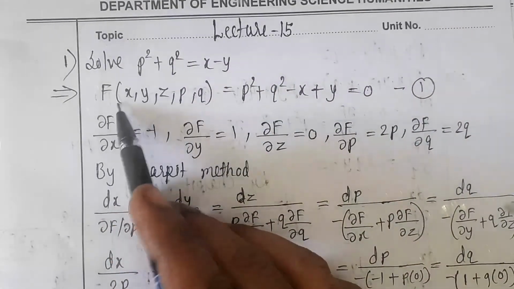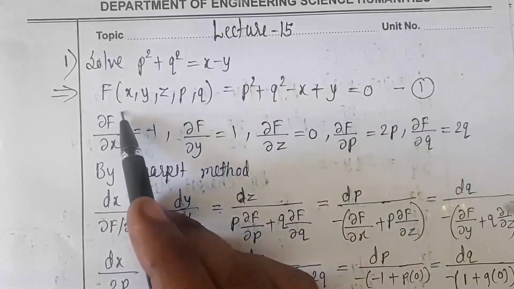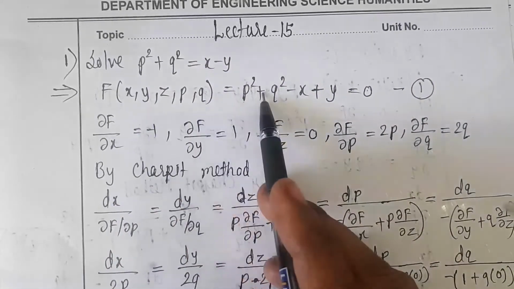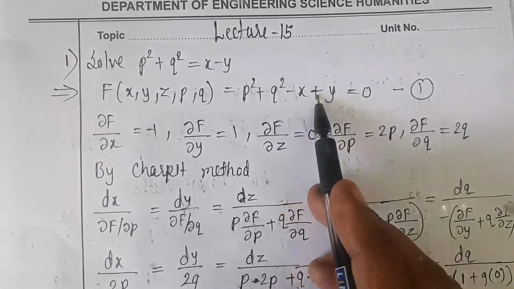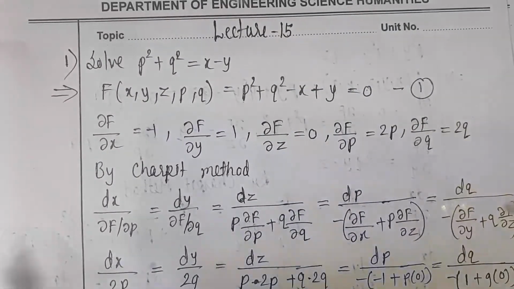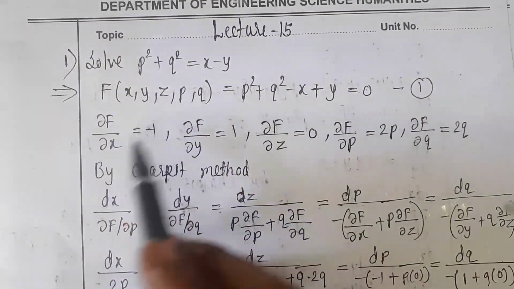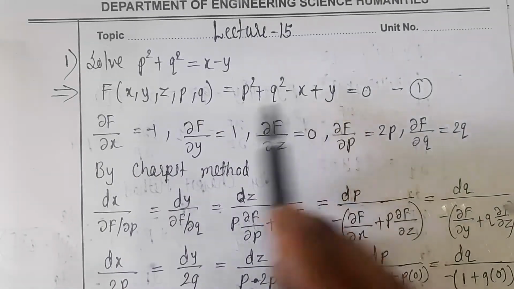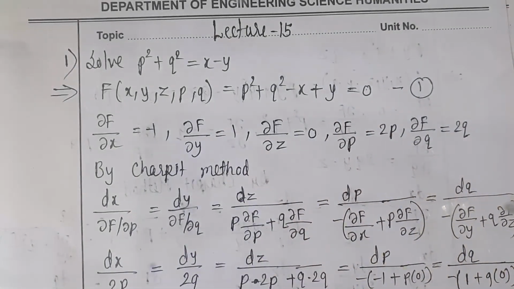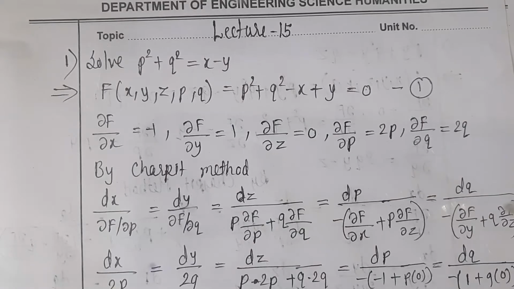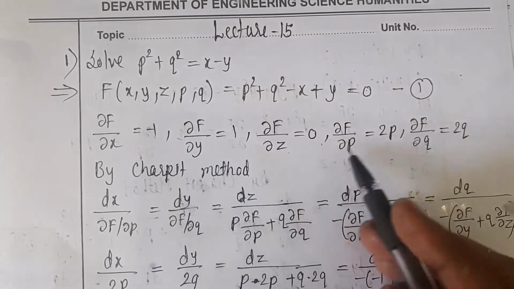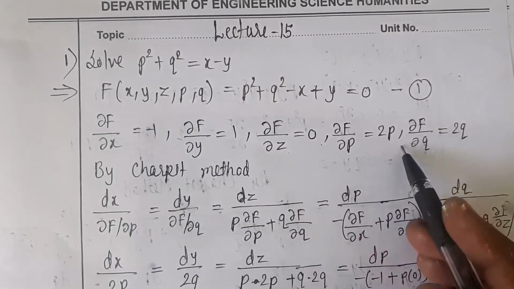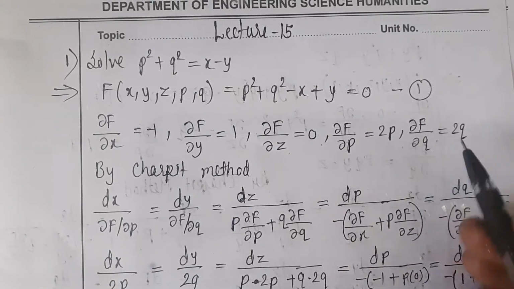Now we denote this given equation as f. So f of x, y, z, p, q is equal to p square plus q square minus x plus y is equal to 0. Now find out derivative of f with respect to x, it is minus 1. Derivative of f with respect to y, it is 1. Derivative of f with respect to z, 0. Derivative of f with respect to p, it is 2p, and derivative of f with respect to q, it is 2q.